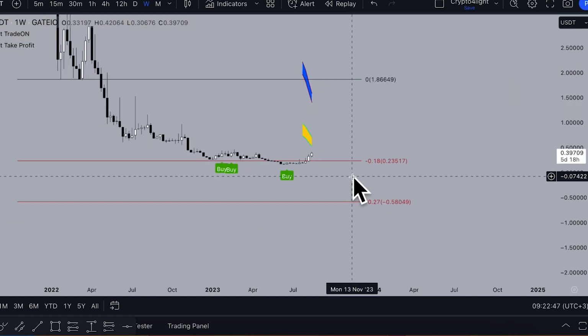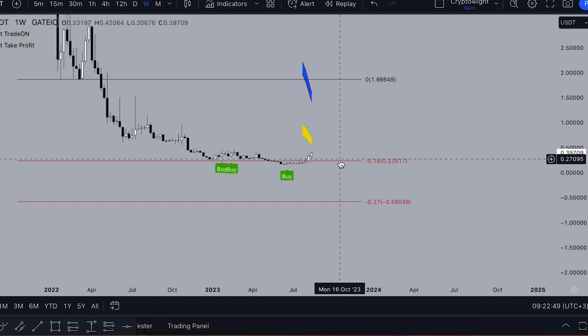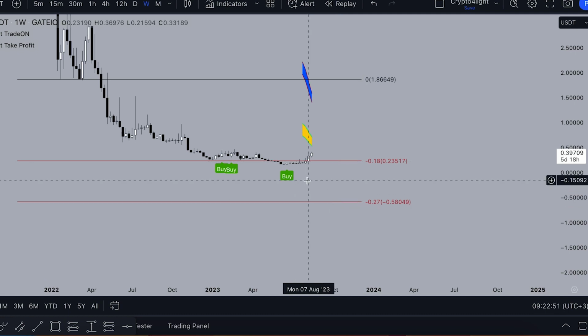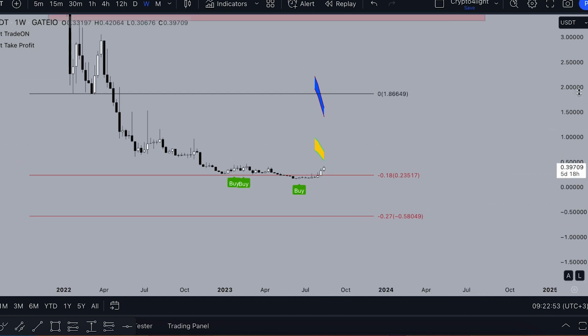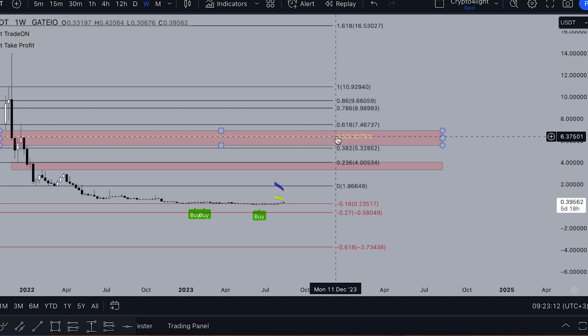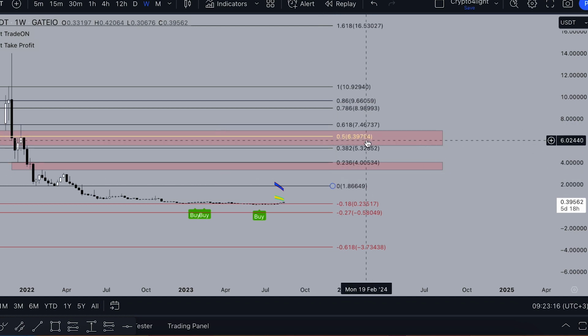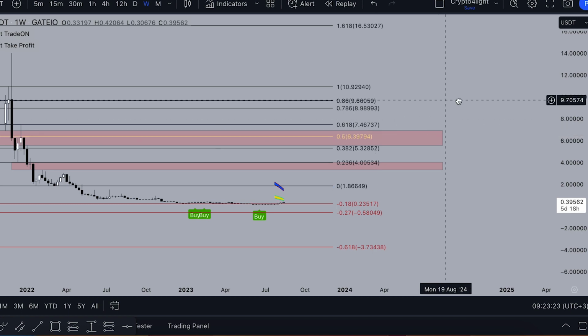In the worst case scenario, if we drop to 50% of this range, 18.27, in this case MC can add 1-0. And keep in mind, this is just my personal thoughts for this coin for the next end of the bull run. So $6-7, it's more than a good price for MC.